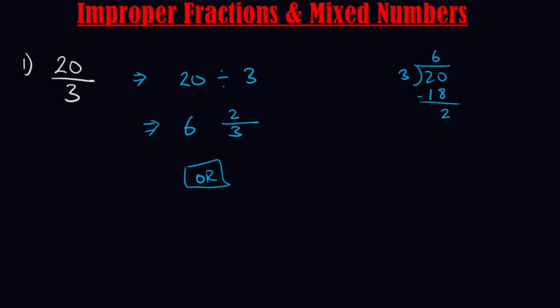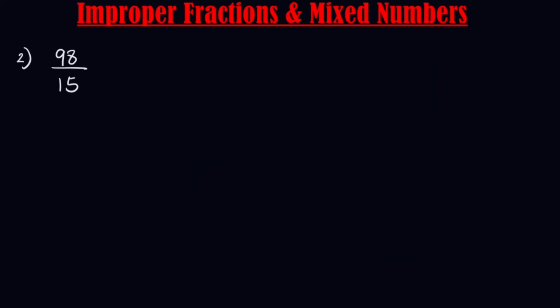So another way is to split up the improper fraction. The highest multiple of 3 that is less than 20 is 18. So we can split up this 20 over 3 into 18 over 3 plus 2 over 3. So we simplify the 18 over 3, we'll get 6 plus the 2 over 3, and when we add these together, we get 6 and 2/3. So that's 2 ways for us to convert an improper fraction to a mixed number. Let's go with another example.